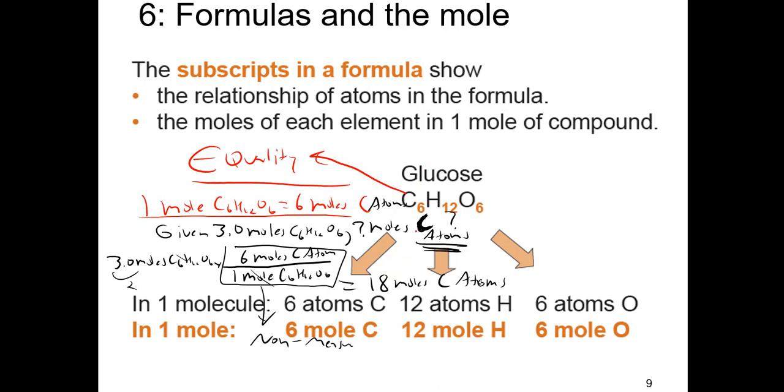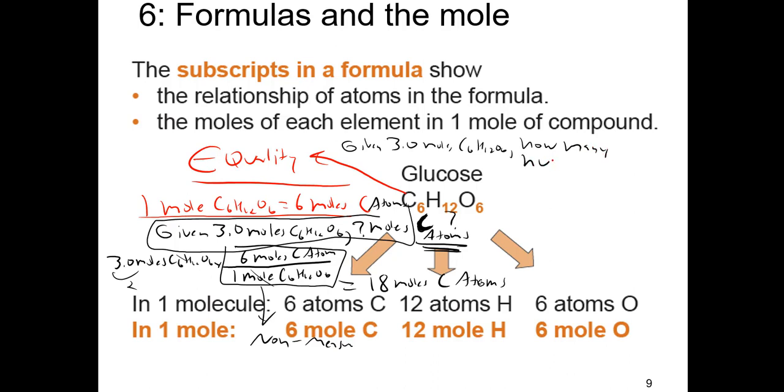Now, if I wanted to, I could take this question to the next level. So, given 3.0 moles of C6H12O6, I could say how many number, keyword is number, of carbon atoms.